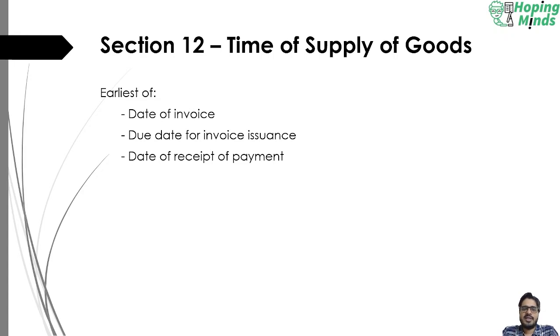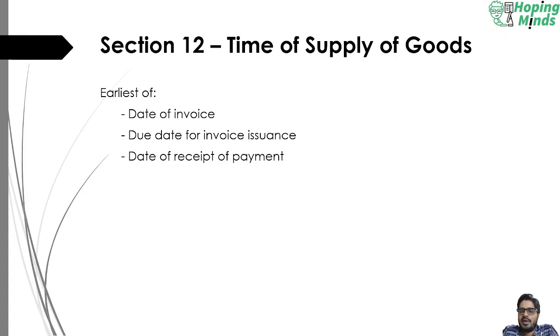So as per section 31, it mandates that the invoice for goods must be issued before or at the time of removal of goods if the supply involves movement of goods, or delivery or making the goods available if no movement is involved. Then the final criteria is date of receipt of payment. If payment of goods is received before the invoice is issued or goods are delivered, the time of supply is the payment date.